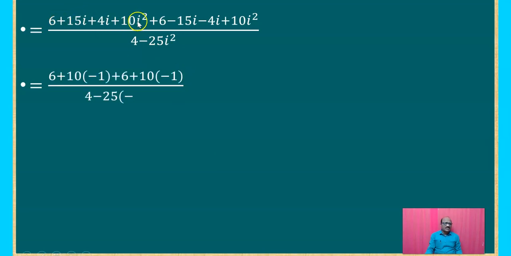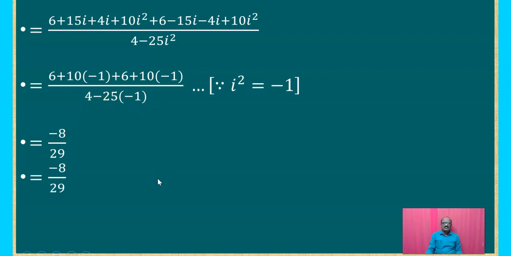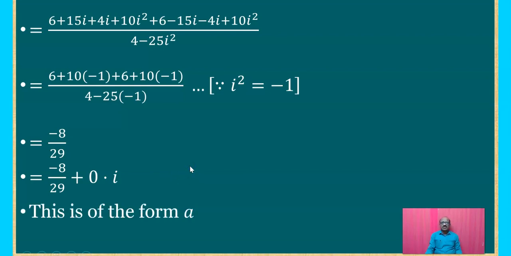Here is 10i², which is minus 1, again plus 6, and the next is 10 into minus 1. Now plus 4i minus 4i get cancelled, minus 15i plus 15i get cancelled, and overall you will get minus 8 upon 29. Here is minus 20 and plus 12, that is minus 8, and this is 25 plus 4, which is 29. The imaginary part is 0 here, and the real part is −8/29.